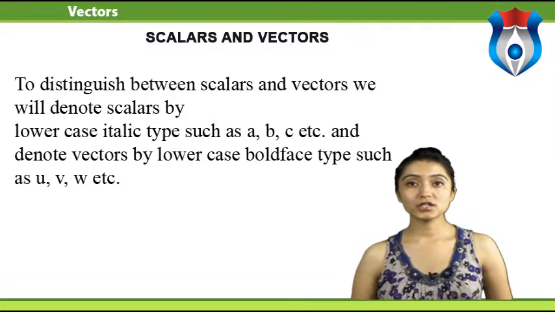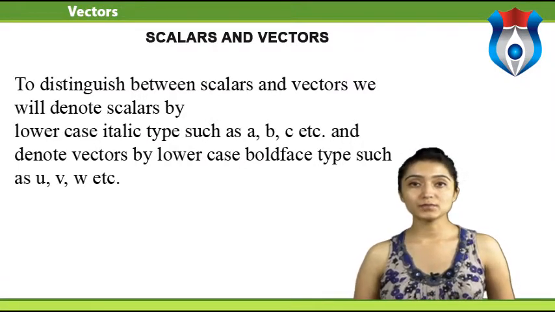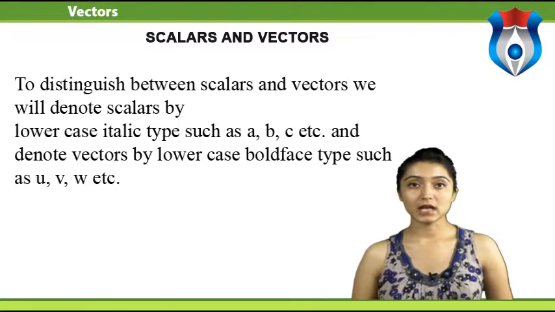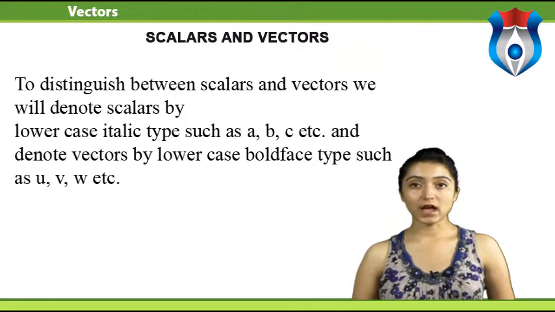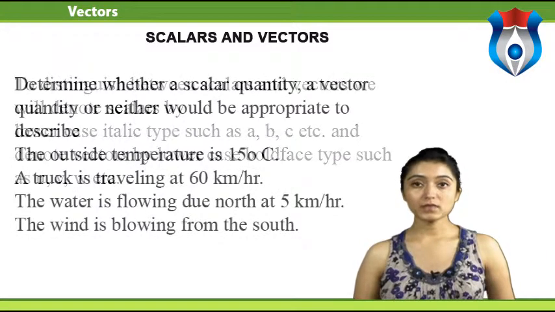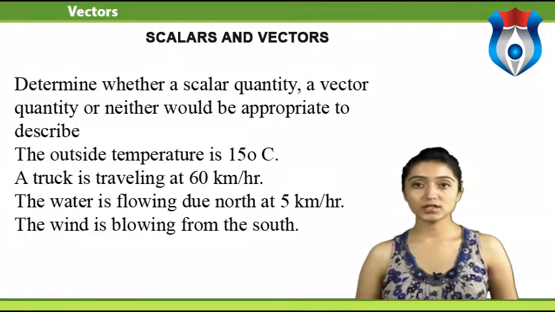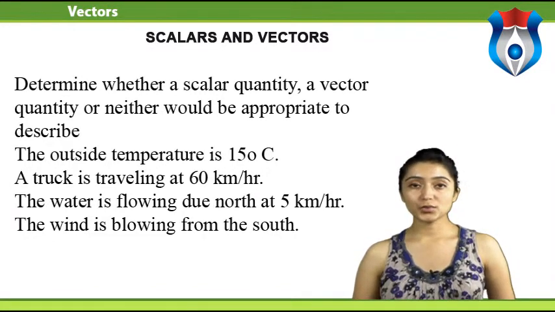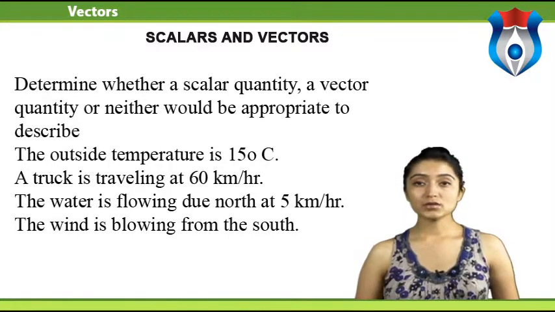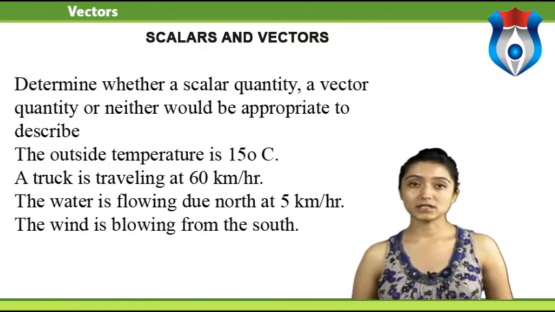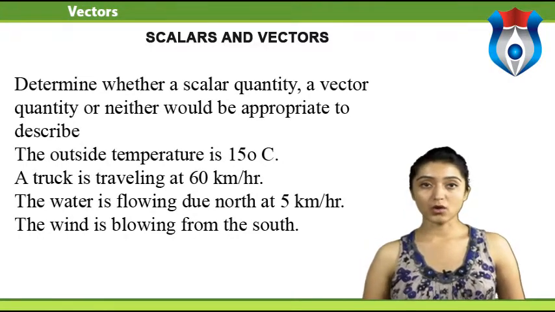It is customary to leave scalars as regular handwritten script and modify the symbols used to represent vectors by either underlining, as shown, or by placing an arrow above the symbol. Now determine whether a scalar quantity, a vector quantity or neither would be appropriate to describe each of the following situations. The outside temperature is 15 degrees Celsius. A truck is traveling at 60 km per hour.